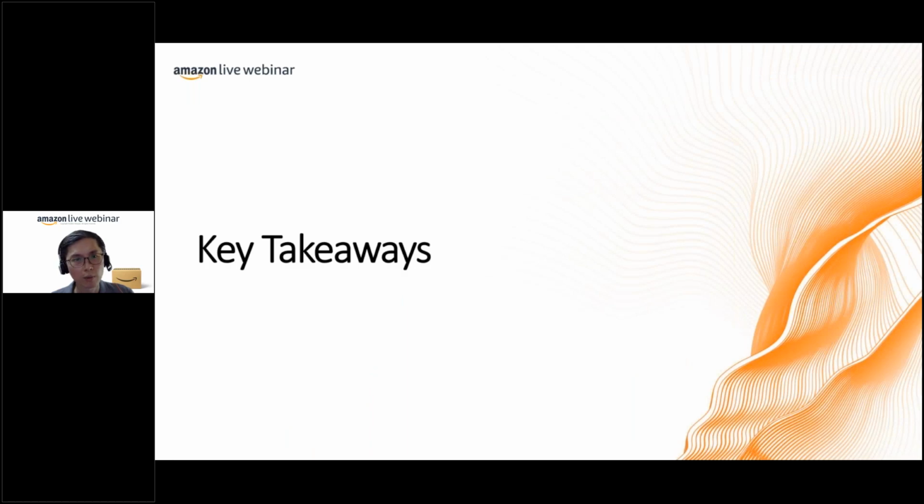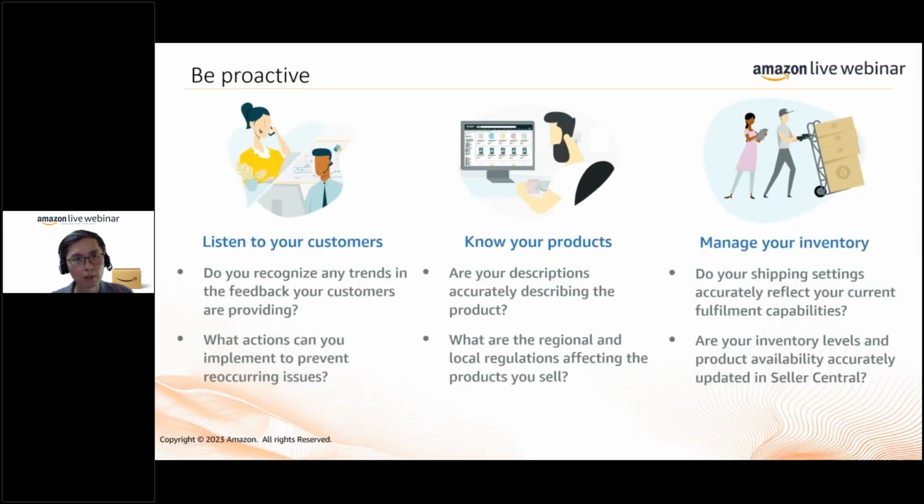So I want to end with some key takeaways of managing your account health. Now, be proactive. Listen to your customers so that you know what action could be prevented. Know your product well. Make sure your description is accurate and up to date, and also manage your inventory well so that it won't go out of stock or have any impact on your shipping timing, etc.